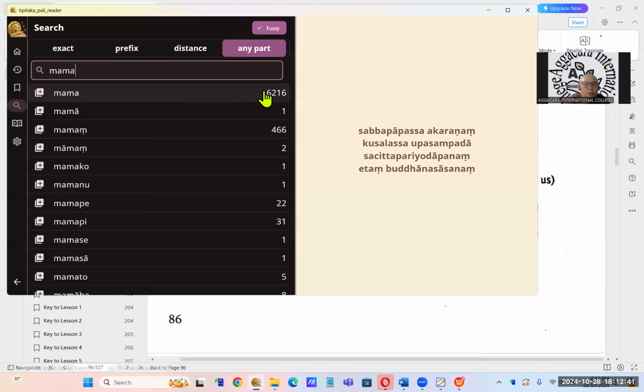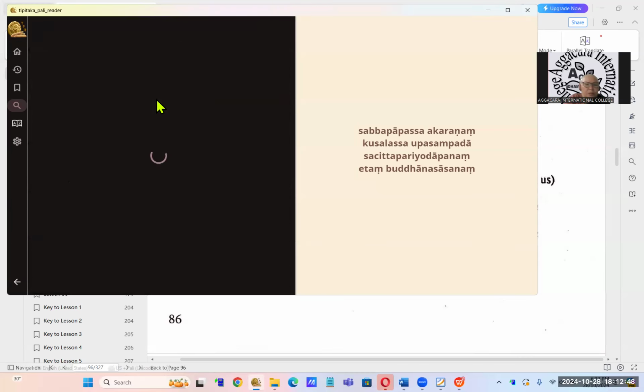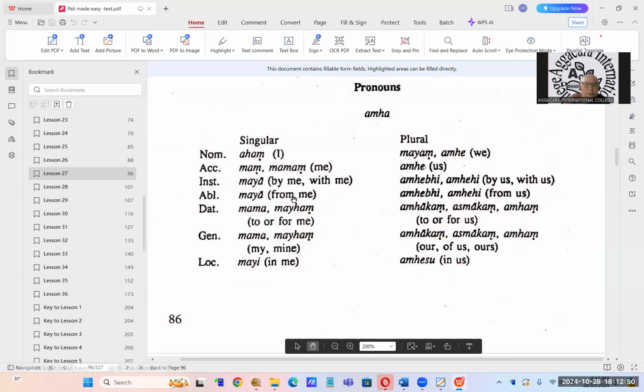Mama, 2616. And then, all right. So this is also quite common. But there are two of them. One is dative and genitive. So normally we say mama mata pitu, referring to my parents and so on. So either of the two. So amhakam, asmakam, amkam. Now this and this are actually quite the same.